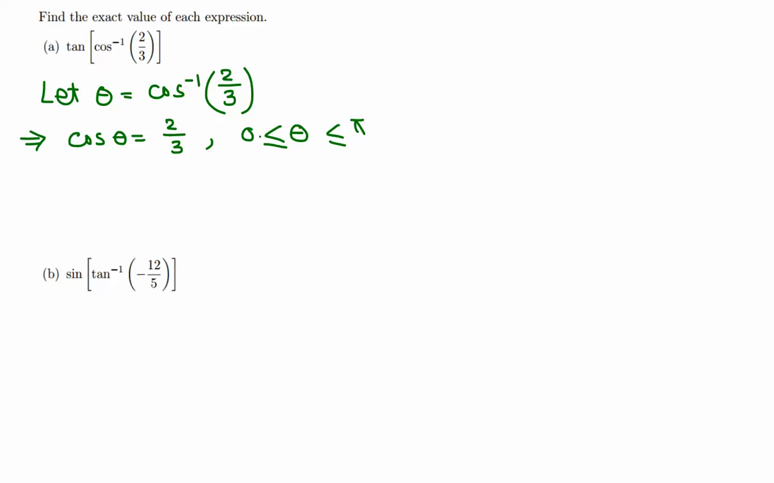If we look at the quadrants, 0 to pi means either the first quadrant or the second quadrant. But cosine is 2/3, positive. That means theta is in the first quadrant. We know that cosine is adjacent over hypotenuse, so 2/3. Just draw a right triangle with angle theta, where adjacent is 2 and hypotenuse is 3, so cosine is 2/3.